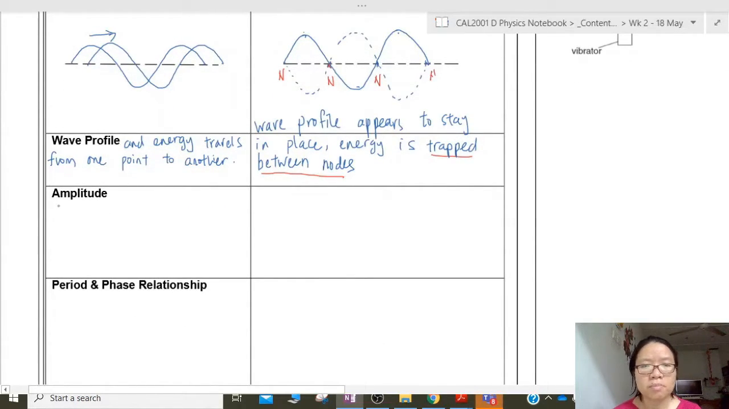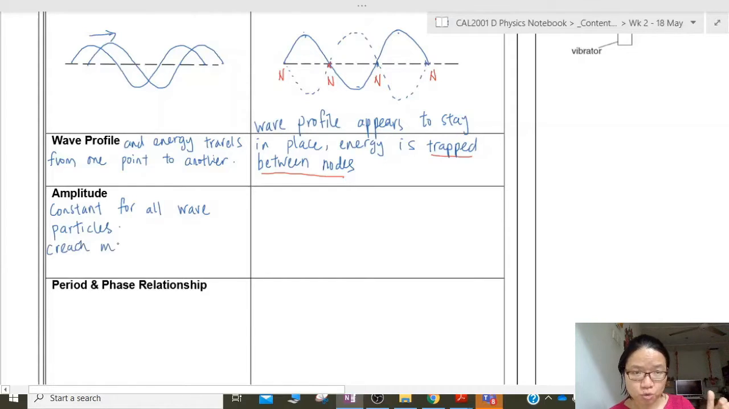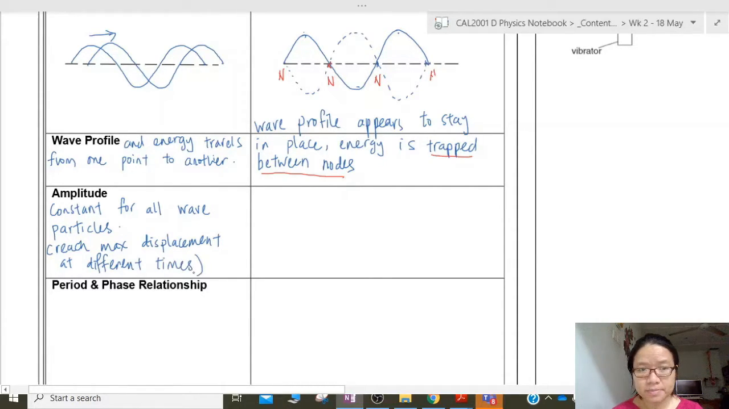We're now going to compare the amplitude. The amplitude is constant for all particles. So if, let's say, the amplitude is 4 cm, all particles will take a different time to reach 4 cm, so they reach maximum displacement at different times. Again, if this is not clear, you can ask me during class.